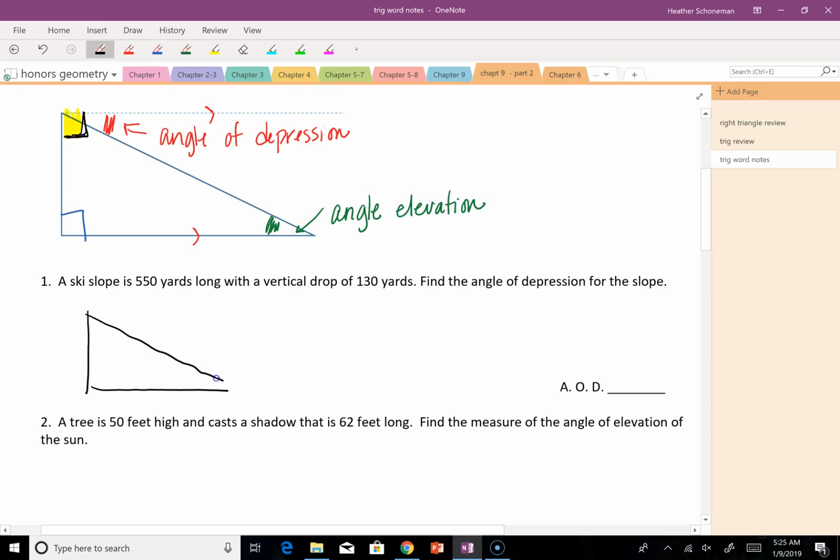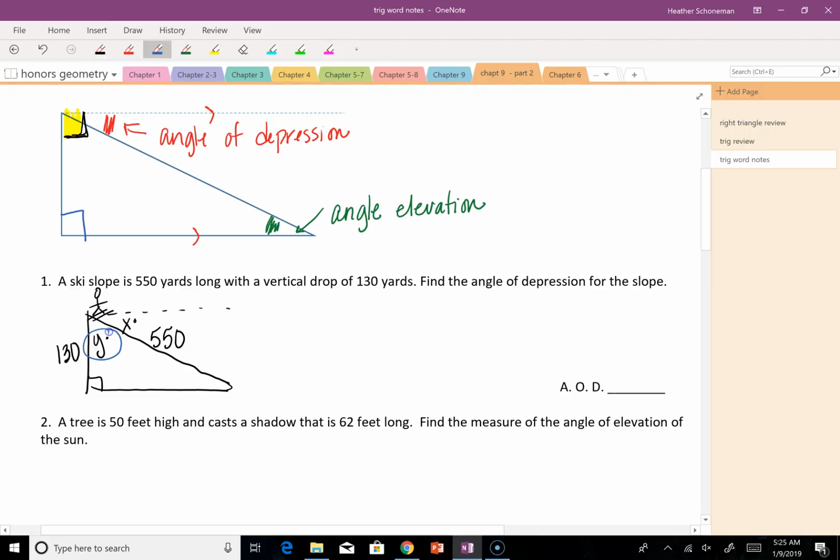So we're all going to have right triangles. So first one, a ski slope is 550 yards long. Well, the slope is the actual part you're skiing. So this is 550. And if it makes you feel better, let's add a skier. It's got a vertical drop of 130. So this is 130. Find the angle of depression for the slope. So the angle of depression, as we now know, is outside of the triangle. It's right here. But we can't solve for that, so we're going to solve for y instead. And when we're done, we know x and y add to 90, so we'll subtract it from 90, and we'll be good to go.